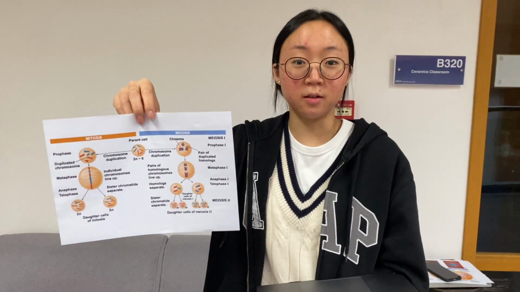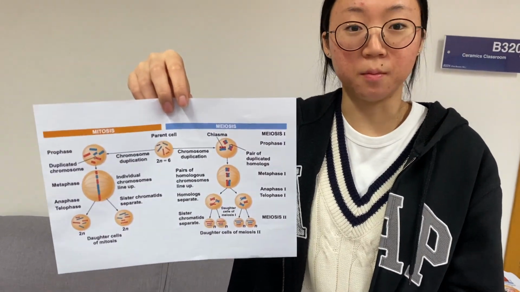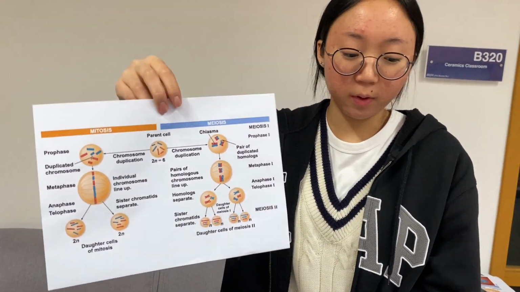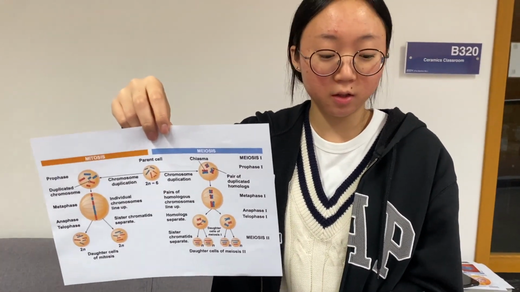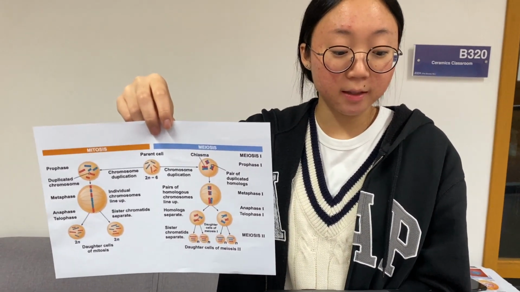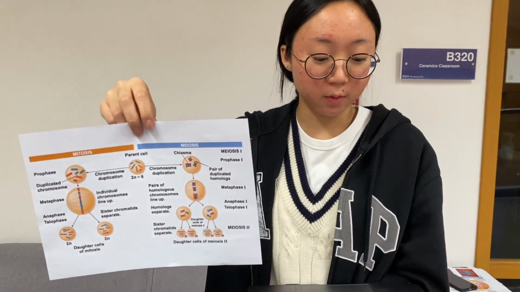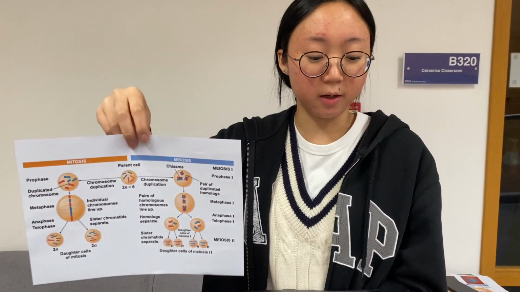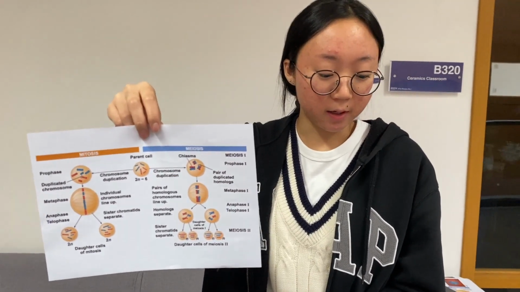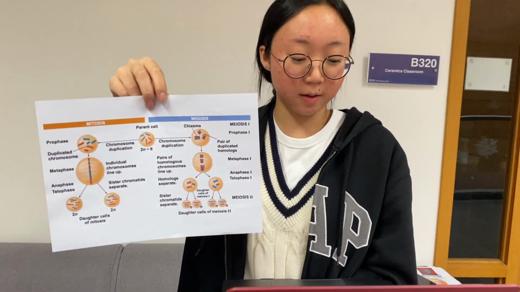So I'll talk about the differences between mitosis and meiosis. One of the ways meiosis is different from mitosis is that meiosis produces genetic variation, and this happens by synapsis and crossing over in prophase 1, and also in metaphase 1, pairs of homologous chromosomes line up on the metaphase plate, and in anaphase 1, homologous pairs separate, and sister chromatids are still attached at the centromere.